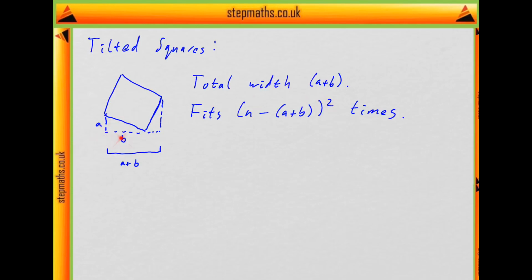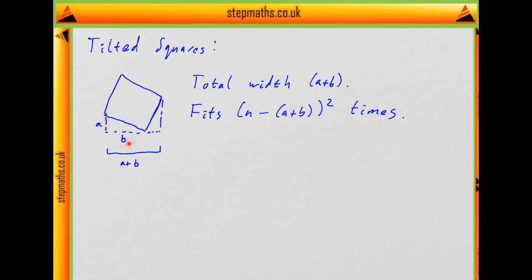So this depends on a and b, but this gives me a way of counting the number of squares of every tilt. So the numbers a and b determine the tilt. Bear in mind, if I called this b and this a instead, then I'd have a very similar square, the same size, but the other way round. It would be like it was reflected, and those count separately.